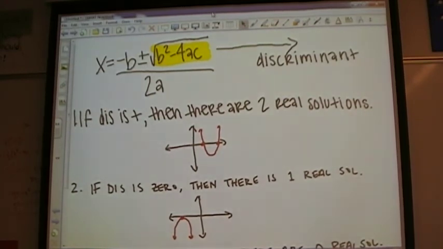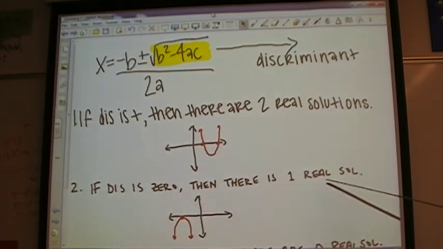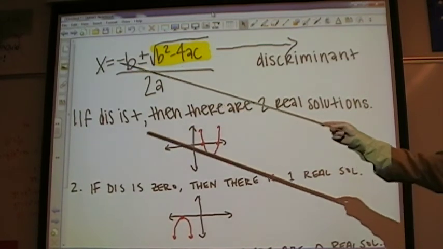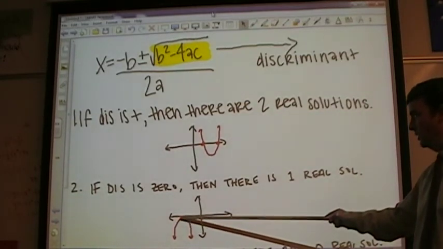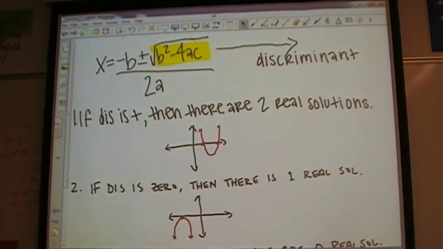Okay? Now the next possibility, if the discriminant is 0, then there's only 1 real solution, because if you take plus minus square root of 0, you'll get the same thing. Alright, and the graph would look something like this. The vertex would lie on the x-axis, and that would be your solution.